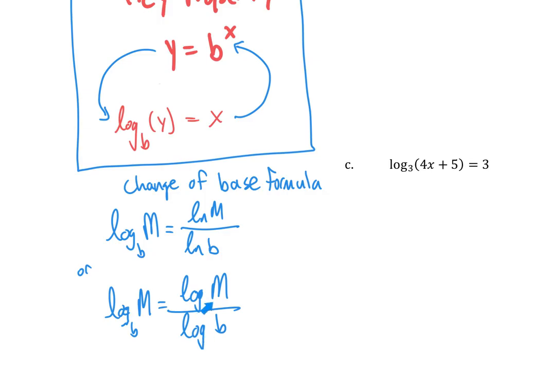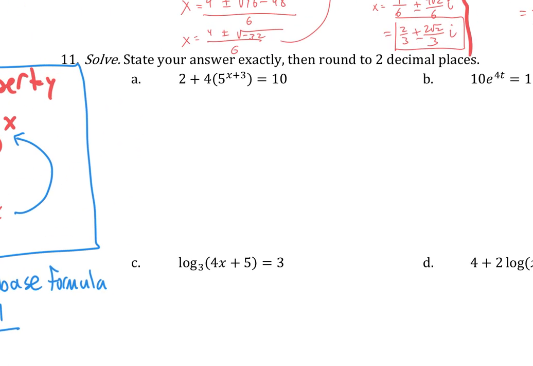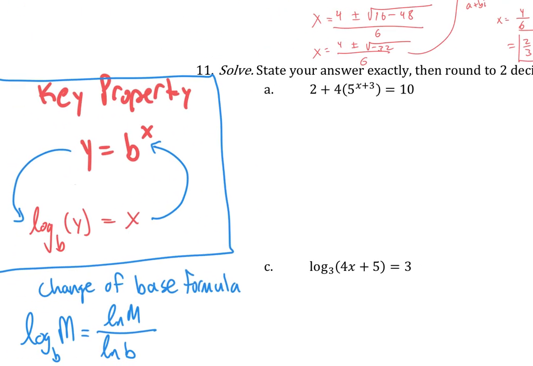So notice there's no base. That means it's base 10. All right? So it doesn't matter which one you use, you're going to get the same answer. But we use this to help us get a decimal. So let's use those things.